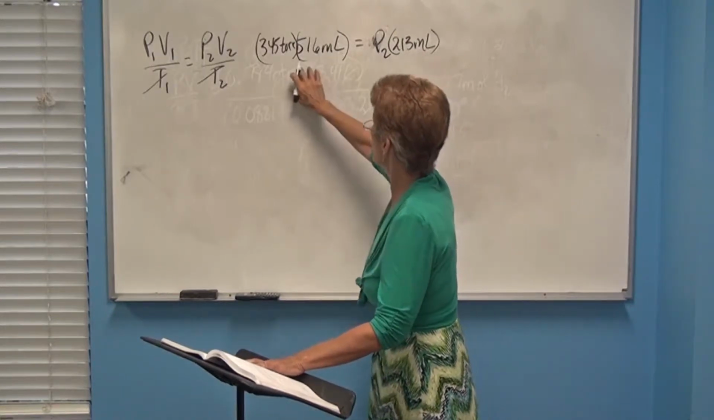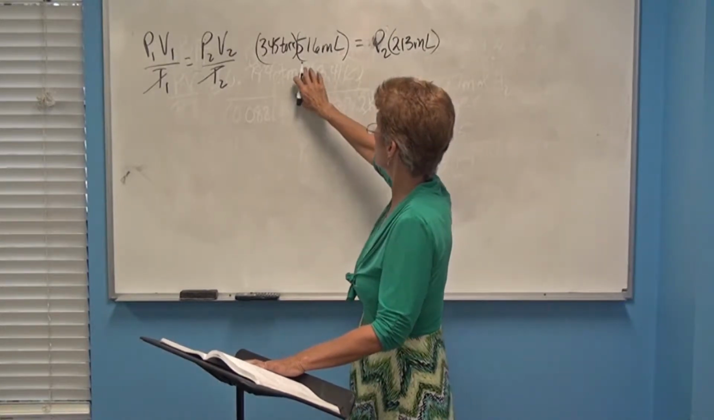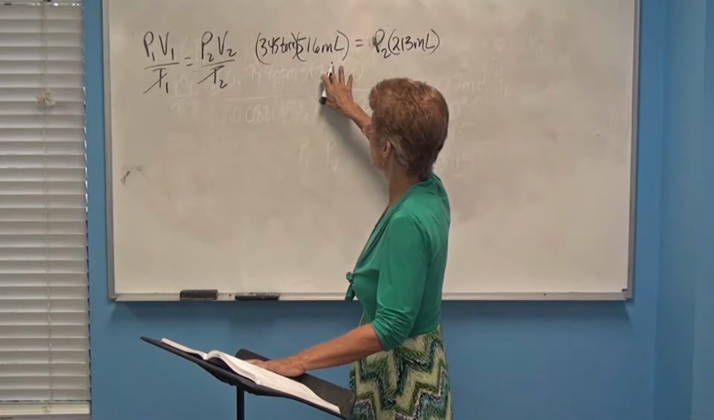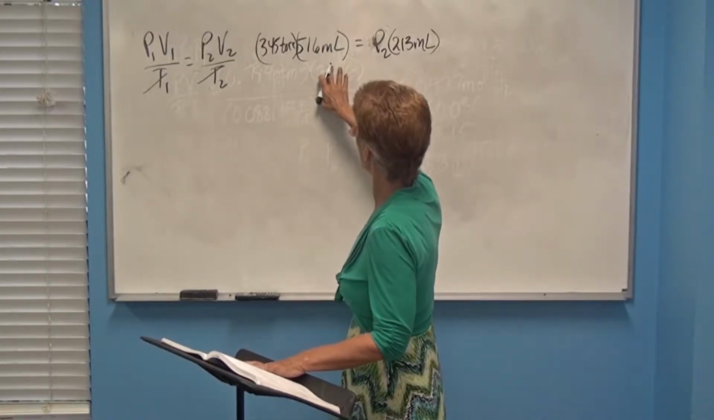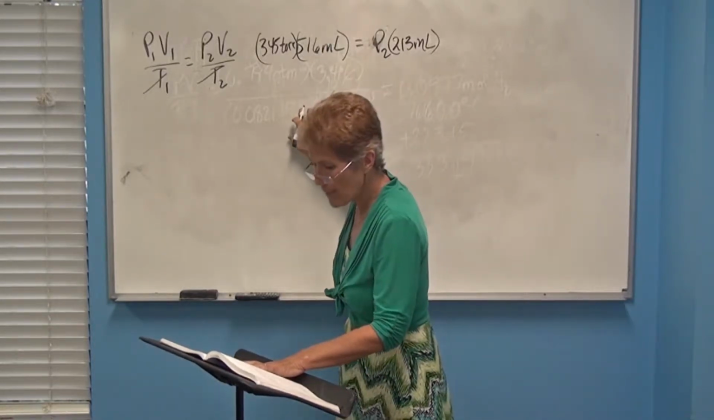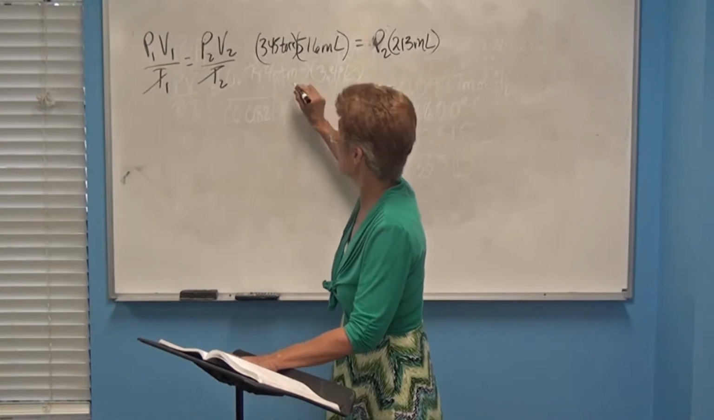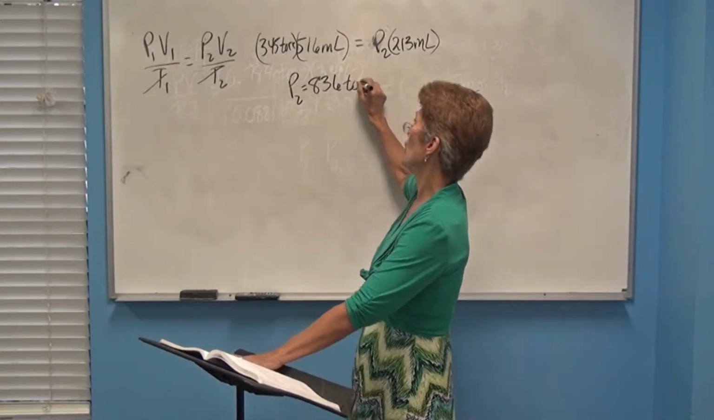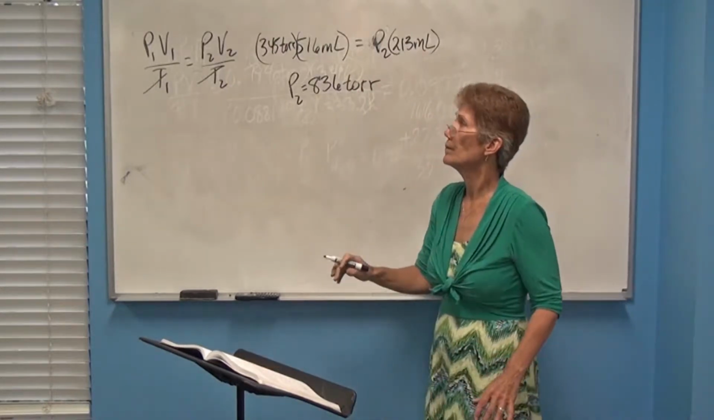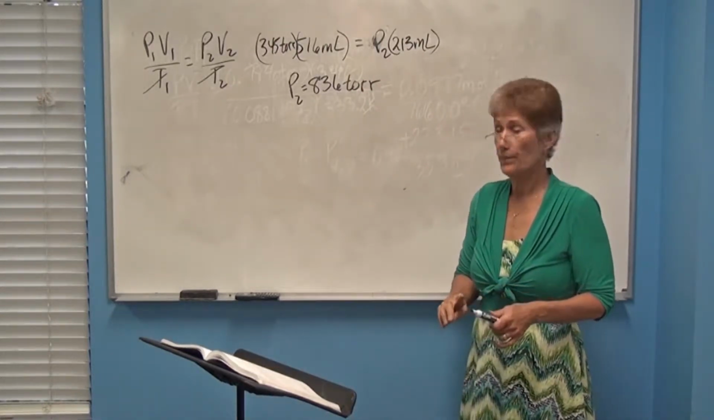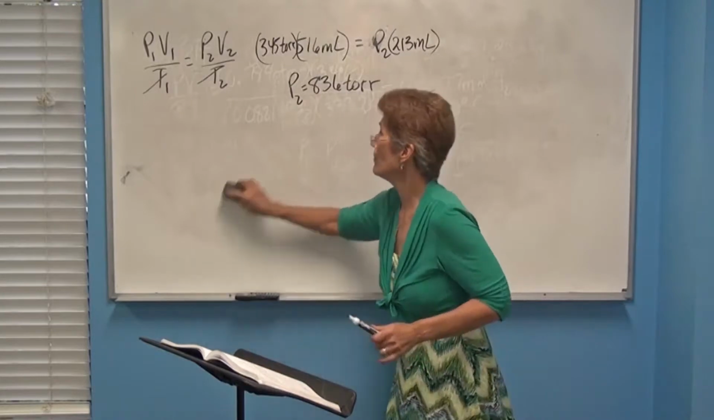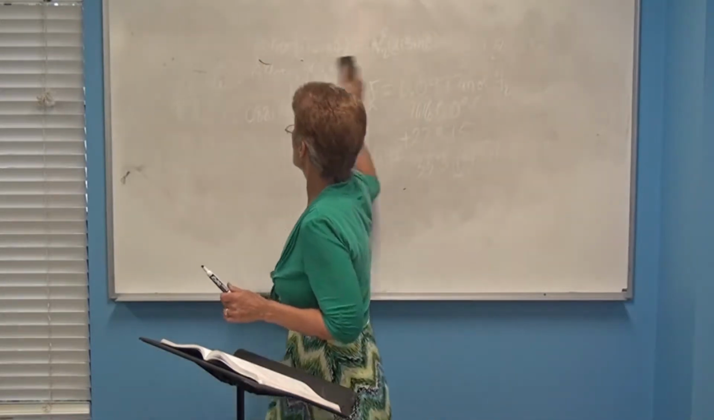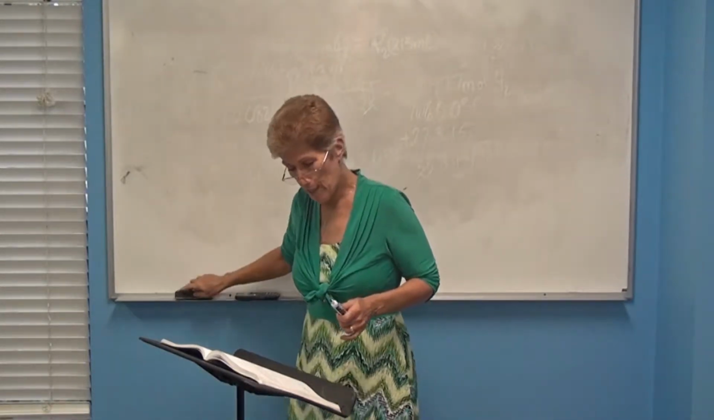So you're going to divide this side by 213 mils, and then the mils will cancel. You'll be left with torr. You have 3 significant figures every place, so your answer will be, pressure 2 will be 836 torr. That's how you should have set it up. These are pretty straightforward compared to a lot of stuff you've already done.